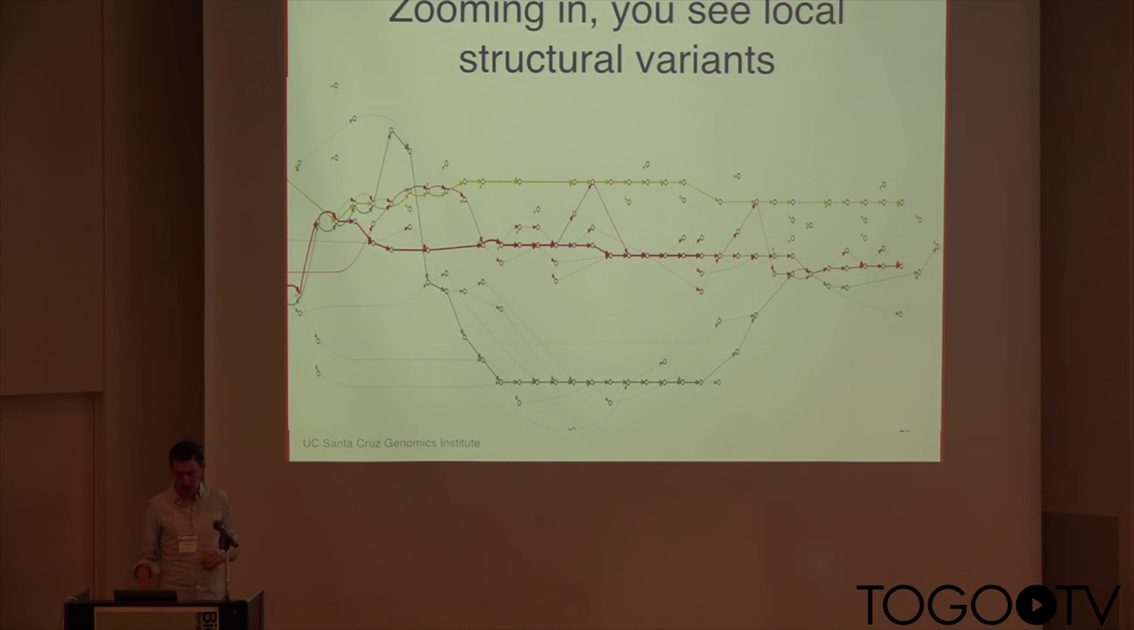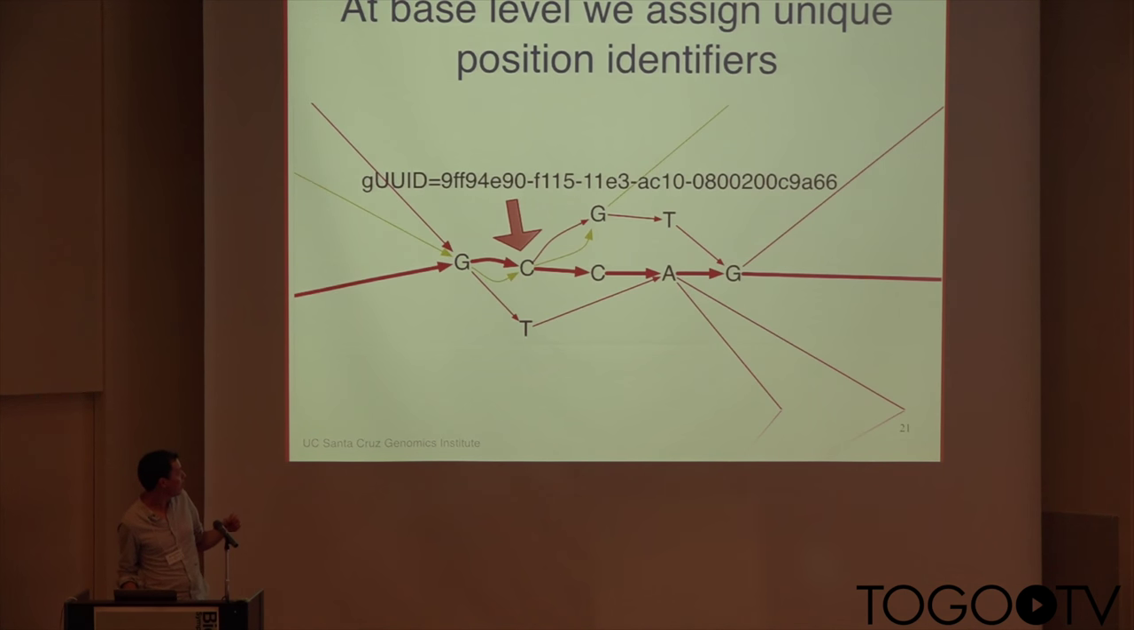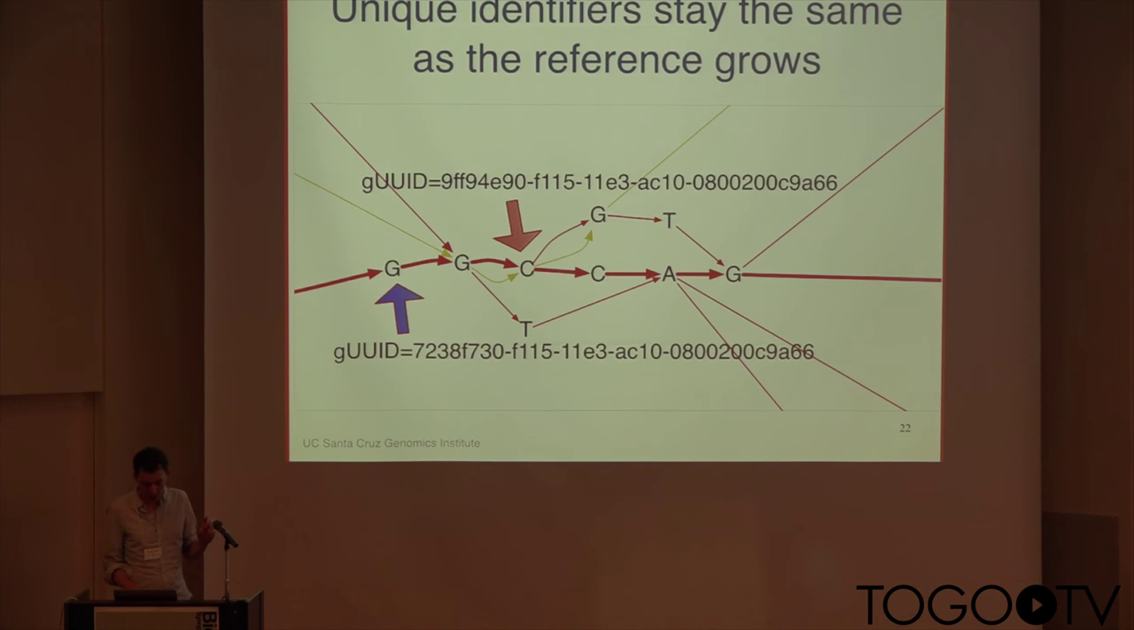If you zoom in on that and keep zooming in, we can get to individual bases. And the great thing about having a graph structure to which we're allowed to add is that we can actually name all the bases and give them unique identifiers. Here we initially started with the idea of giving them UUIDs. That's not very compact, but as a conceptual notion, we can give each and every base its own unique identifier. So when we add stuff to the graph, we don't have to change all the other existing identifiers.